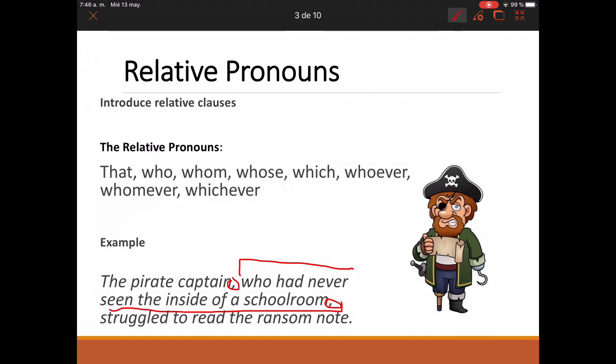What does this mean? Well, if you read the sentence again and try to skip the part that starts with a relative pronoun, it will have the same sense. The pirate captain struggled to read the ransom note. It has sense by itself. So a relative clause is extra information about our noun, in this case, pirate captain.